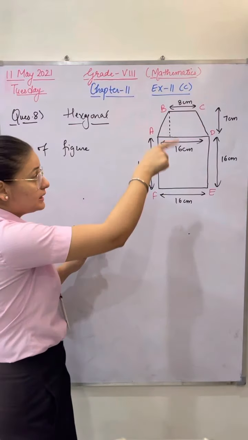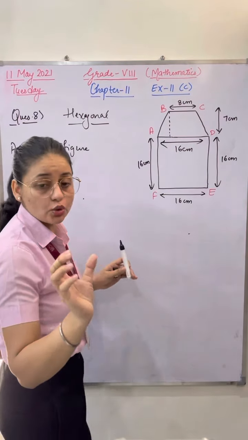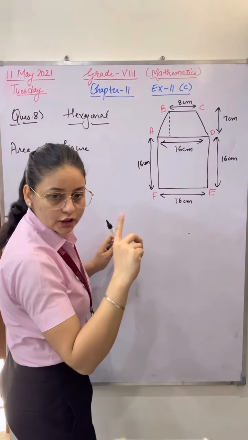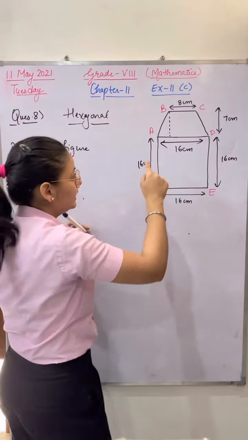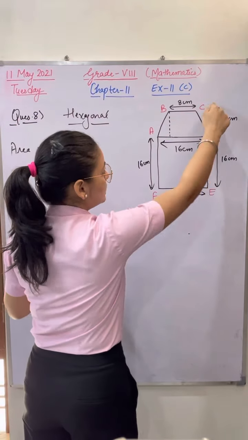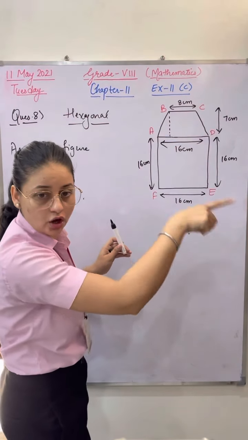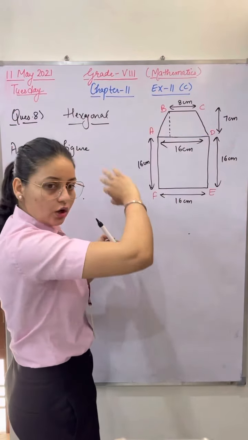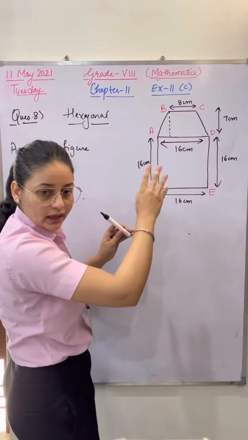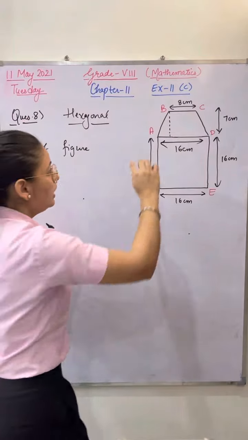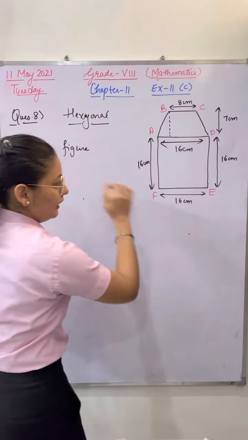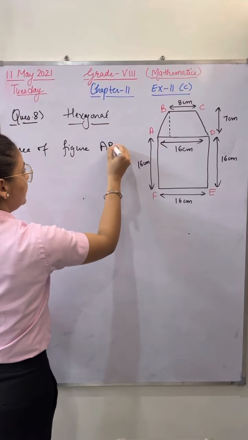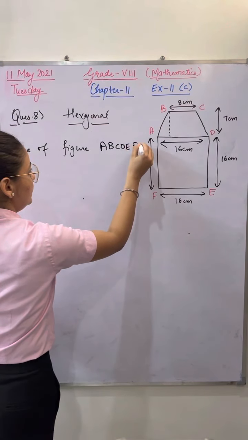You can mention A, B, C, D, but whenever you are writing a name, it should go in sequence. Some are writing in this way, please look here. A here, B, C, D. That is absolutely wrong. A figure will go in this way, clockwise. Write down the name properly. A, B, C, D, E, F. Now, let's start. Area of figure A, B, C, D, E, F.